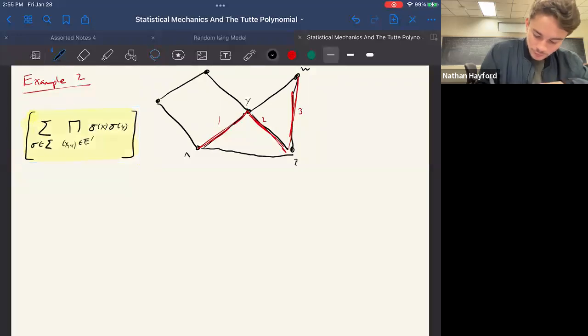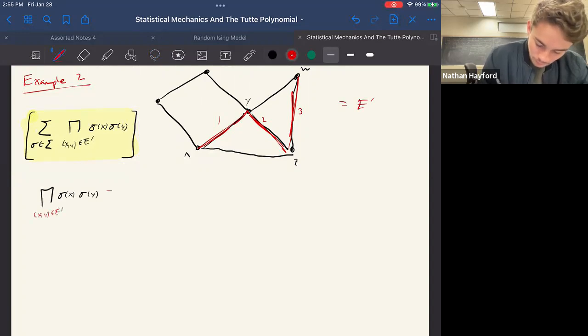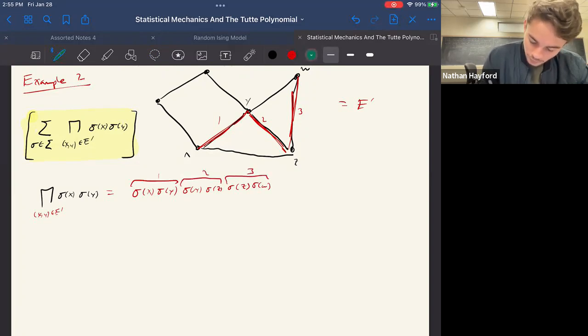So let's see, the product over all the edges now. And this edge subset, so this is our E prime in this case, the red, over x, y, and E prime is going to be what? It's going to be sigma x times sigma y, sigma y times sigma z, and then sigma z times sigma w. So again, this comes from 1, this comes from 2, this comes from 3, and I can regroup again partially. So this groups with this, and this groups with this. So both of these are 1, but what I'm left with at the end is going to be sigma x times sigma of w.